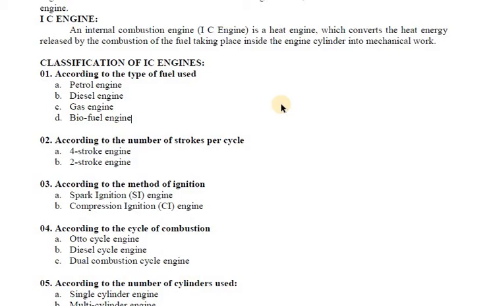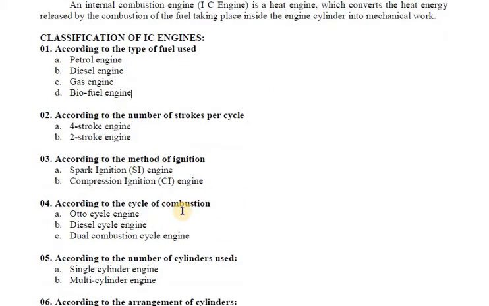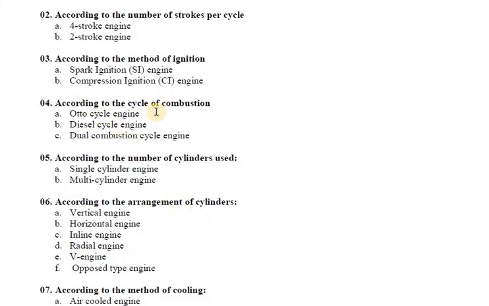Compression ignition means that the air or fuel will be compressed in the engine cylinder, and at the end of the compression, ignition will initiate, and then automatically the burning of the fuel starts. So that is what SI and CI engines are. Next, according to the cycle of combustion: Otto cycle engine, diesel cycle engine and dual combustion engine.